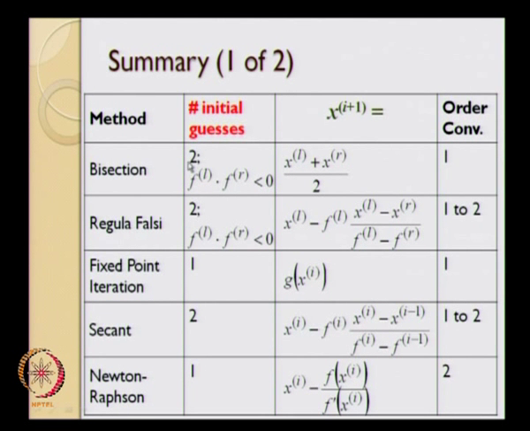The bisection method starts with 2 initial guesses. Reguli falsi also starts with 2 initial guesses. These 2 methods are bracketing methods. Because they are bracketing methods, the 2 initial guesses have to lie on either side of the solution. When it comes to fixed point iteration and Newton-Raphson's method, we only need 1 initial guess, whereas in secant method we need 2 initial guesses. Strictly speaking, in secant method we do not need the 2 initial guesses to fall on either side of the solution. We can start with 2 arbitrarily chosen initial guesses also.